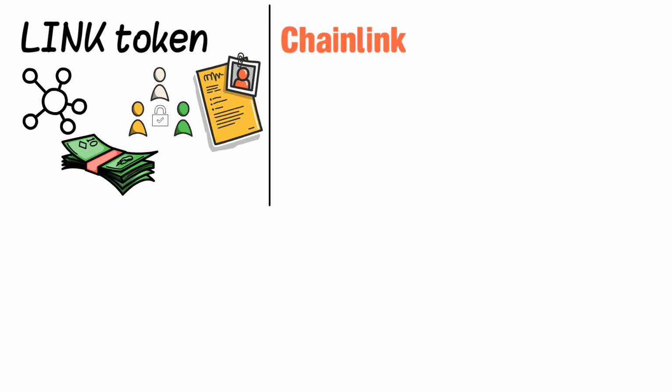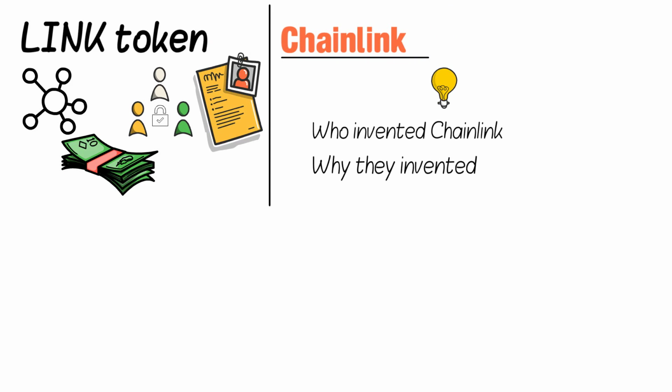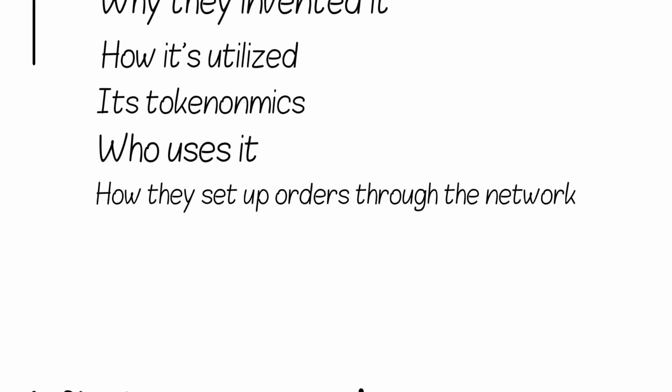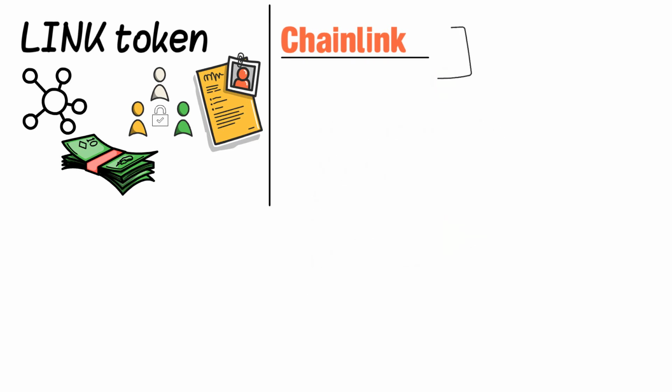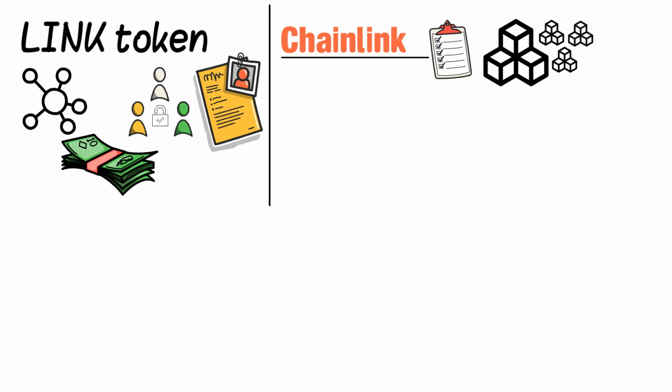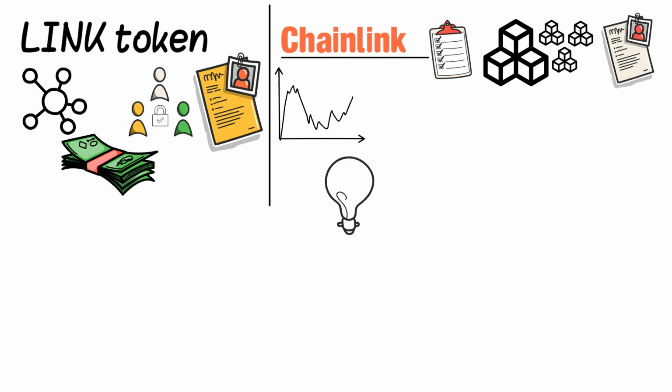Okay, I think we've pretty much covered it all at this point. You now know who invented Chainlink, why they invented it, how it's utilized, its tokenomics, who uses it, and how they set up orders through the network. Leaving just one thing left to address, my final thoughts. Chainlink on paper is a great project, and it certainly fills a niche that provides a much needed utility for smart contract blockchain. Now, previous performance isn't always an indicator of future success, but if Chainlink continues the way it has, it looks like the future is bright for the project.